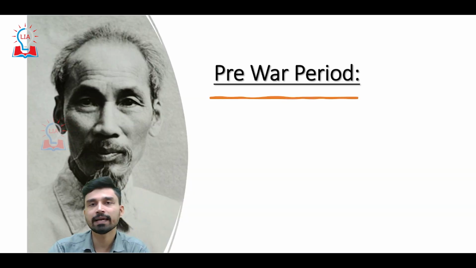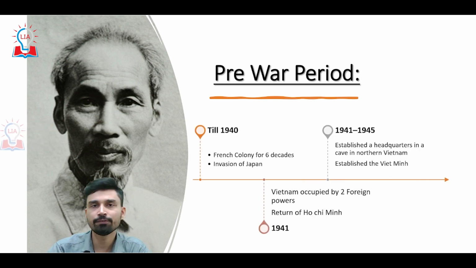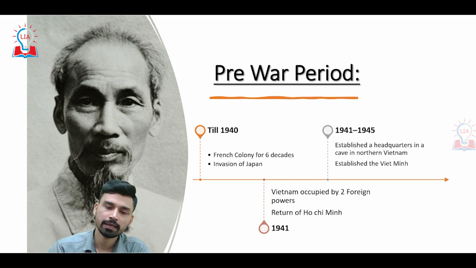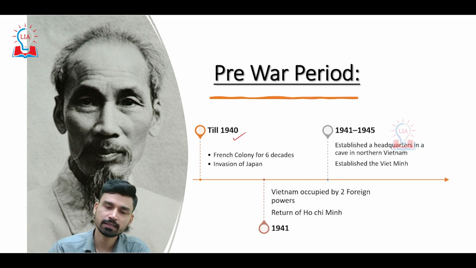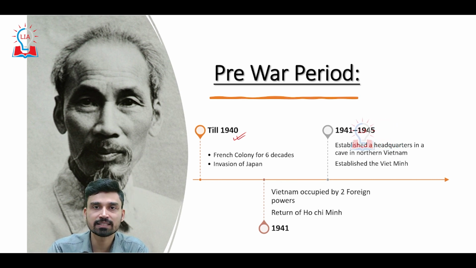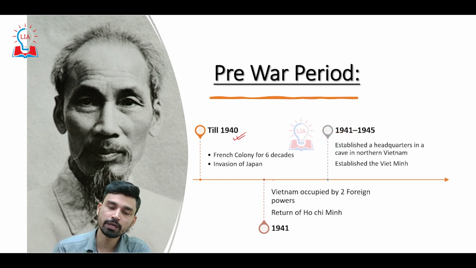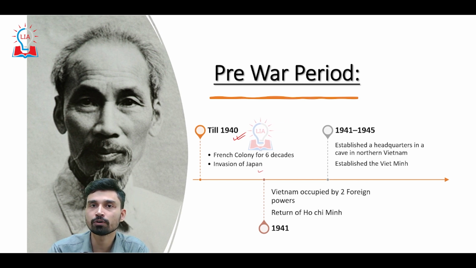Now let us understand what was going on in Vietnam before the war began. In the pre-war period, until 1940, Vietnam had been a French colony for almost 60 years. In 1940 this changed, because World War II had started in 1939 and the imperial forces of Japan wanted to occupy a large area of Asia. They attacked Vietnam, and Japanese forces also invaded Vietnam from the sea.